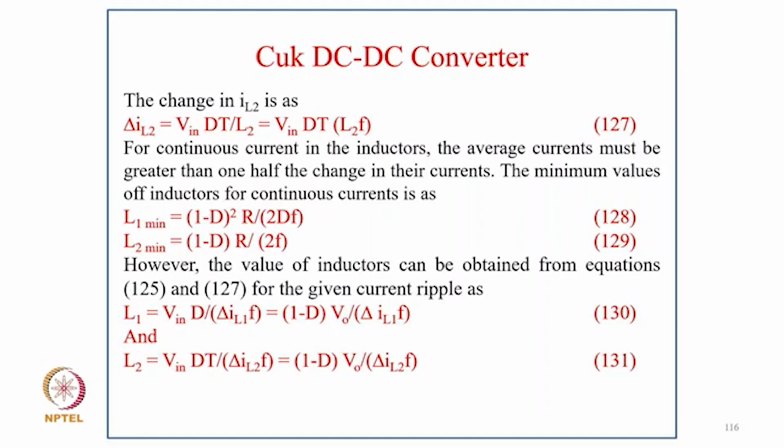For continuous current in the inductors, the average current must be greater than one half of the change in current. So the minimum values of inductors for continuous current are L1 minimum equal to (1 minus d) squared R upon 2 d f, and L2 minimum equal to (1 minus d) R upon 2f. However, the value of the inductor can also be obtained from the equations for a given ripple current: L1 equals Vin d upon delta IL1 f, and L2 equals Vin d upon delta IL2 f, or equal to (1 minus d) Vo upon delta IL2 f.